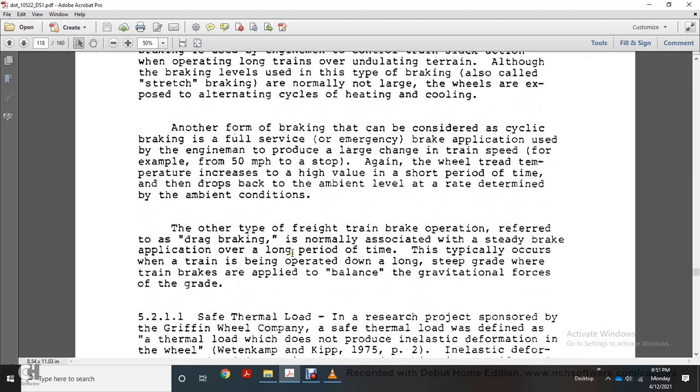The other type of freight train brake operation, referred to as drag braking, is normally associated with a steady brake application over a long period of time. It typically occurs when the train is being operated down a long steep grade, where the train brakes are applied to balance the gravitational force of the grade.